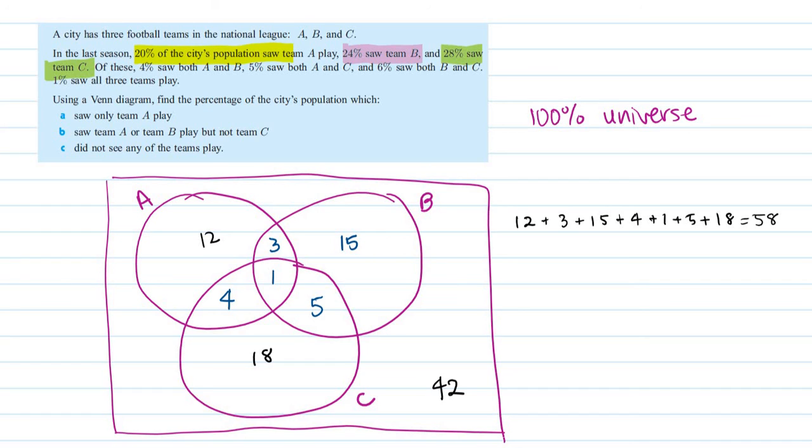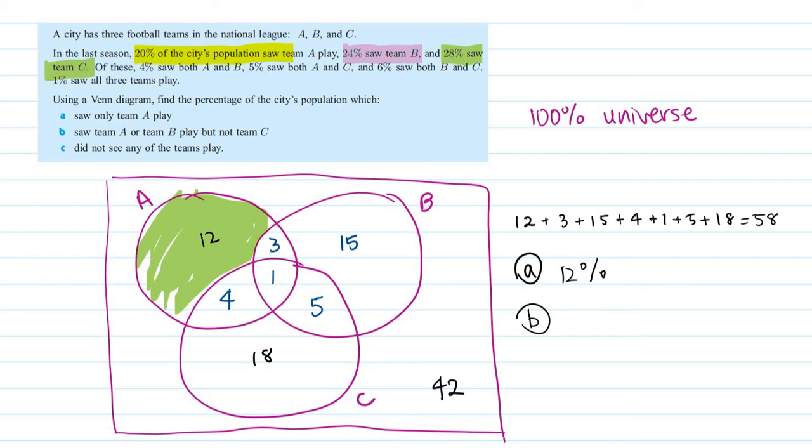Cool? All right, so we filled in our Venn diagram. Now we can go ahead and answer the questions. Question A says, what percentage of the city's population saw only Team A? Only Team A is this region here. So we know that 12% of the population saw only Team A.